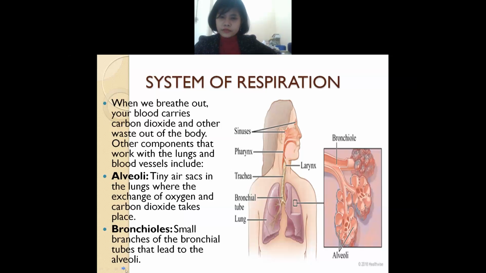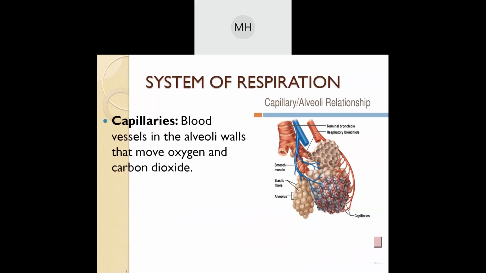Is it clear? Yes, ma'am. Okay. Next is capillaries. So these are capillaries. This blue and red color you can see, right? So all these are capillaries. They are surrounded by what? They are surrounded by the alveoli. So all these are the alveoli, right?